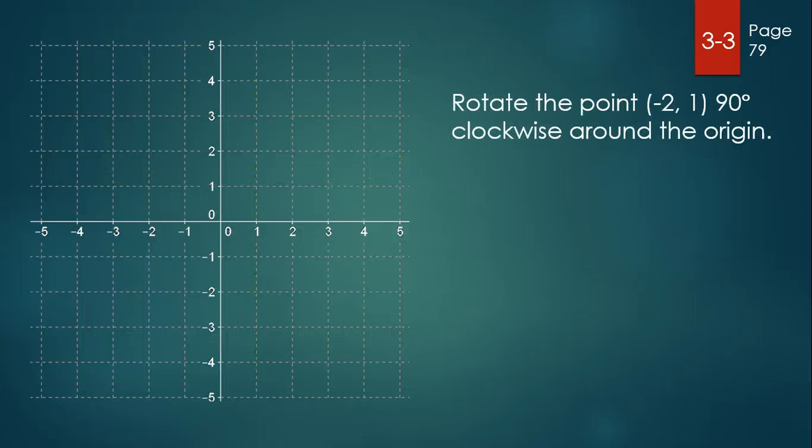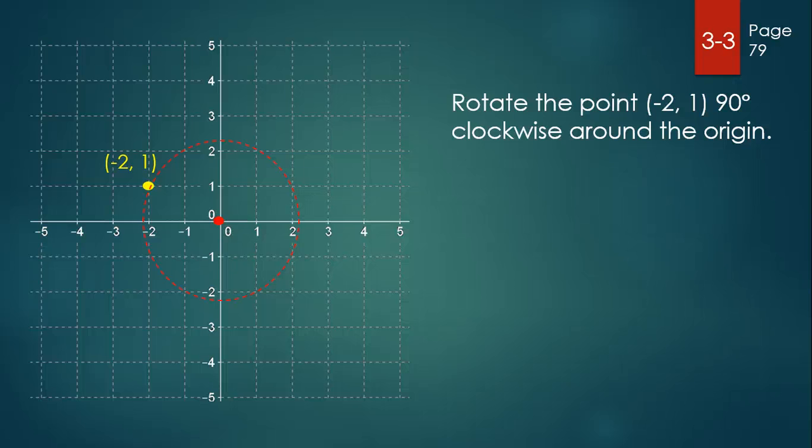And we can perform rotations on a coordinate plane as well. So what if we want to rotate the point negative 2, 1 90 degrees clockwise around the origin? The center of rotation is at the origin, and we're going to rotate around the origin, which means we're going to rotate the point somewhere along this circle.